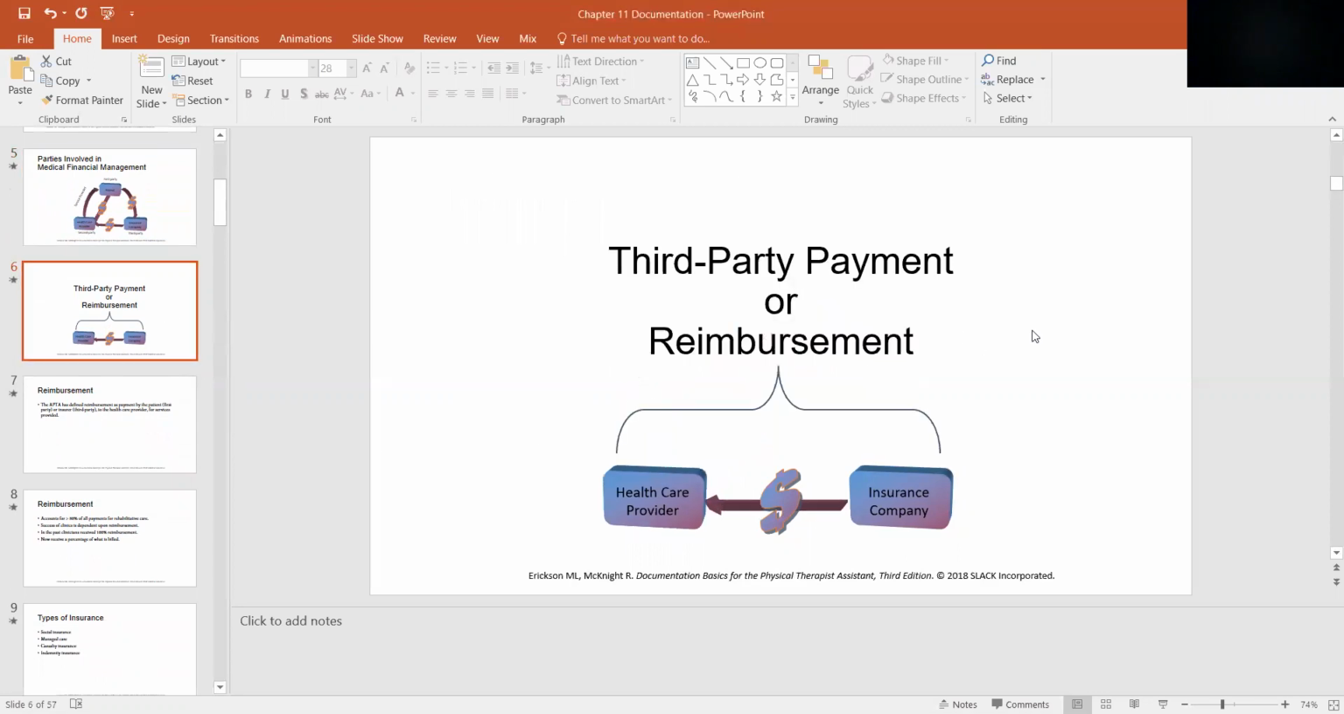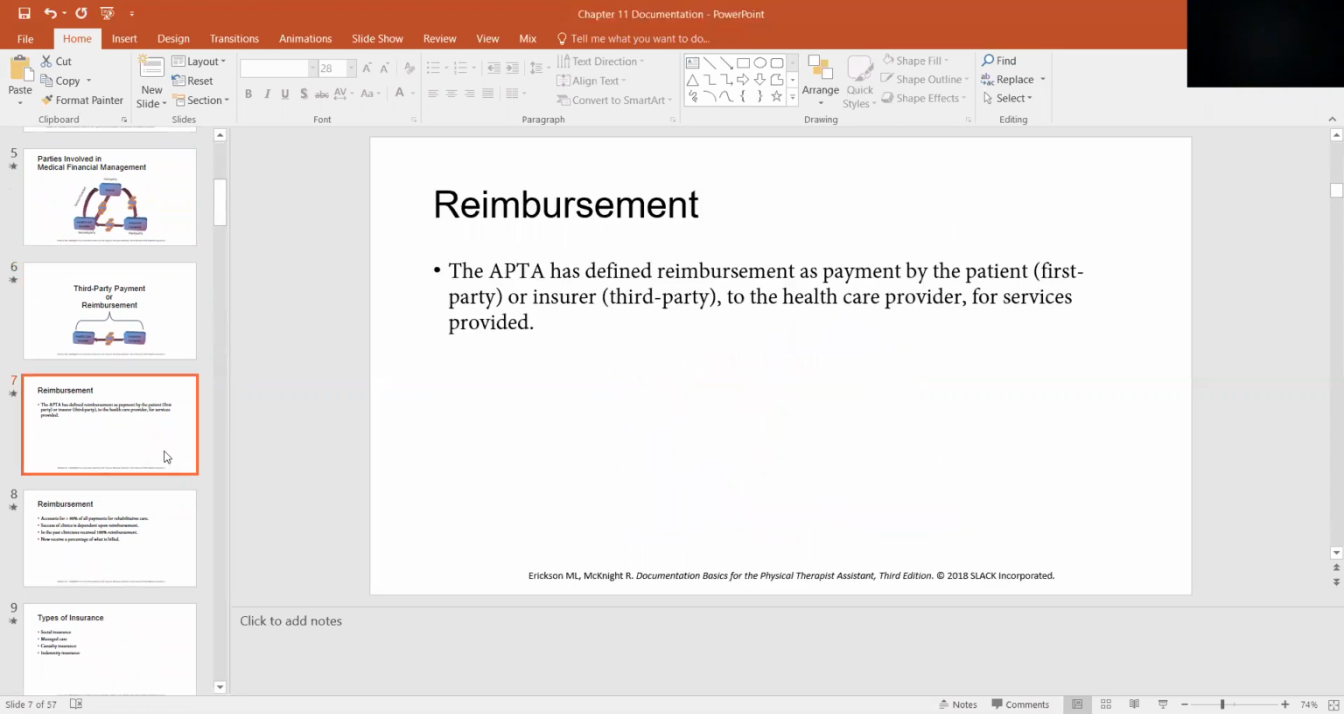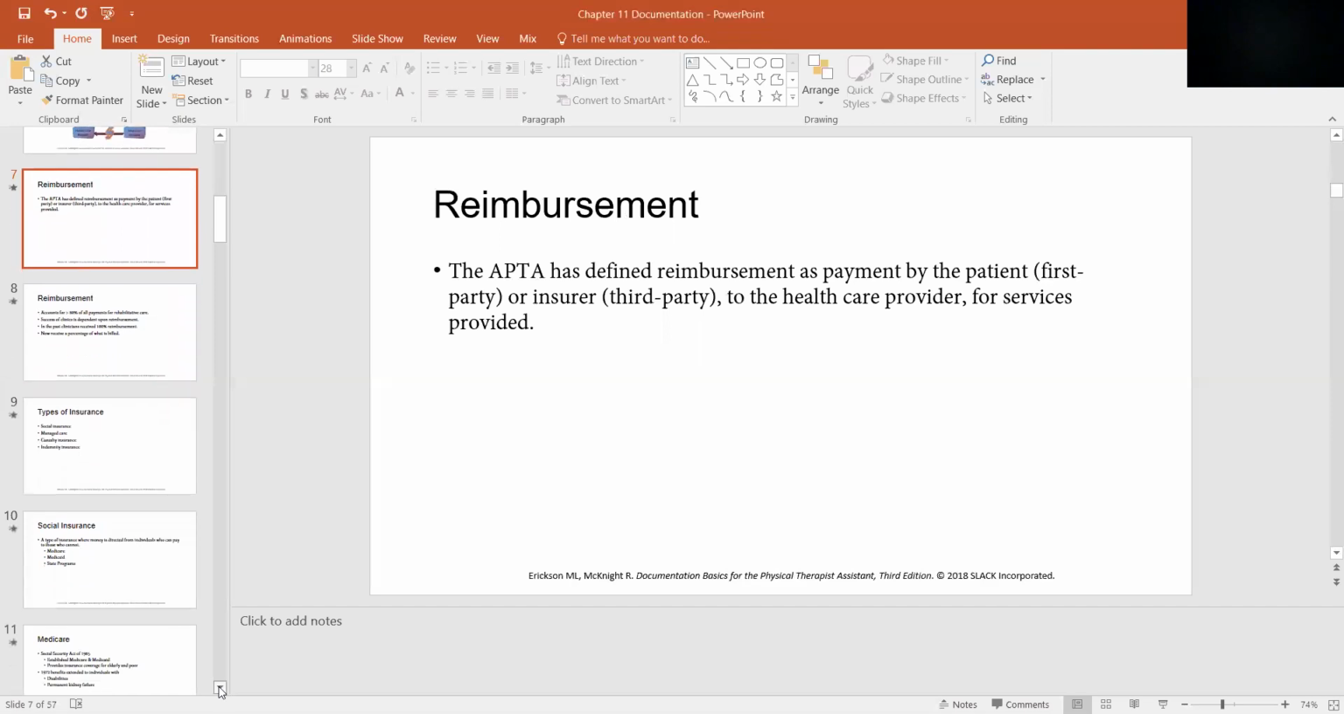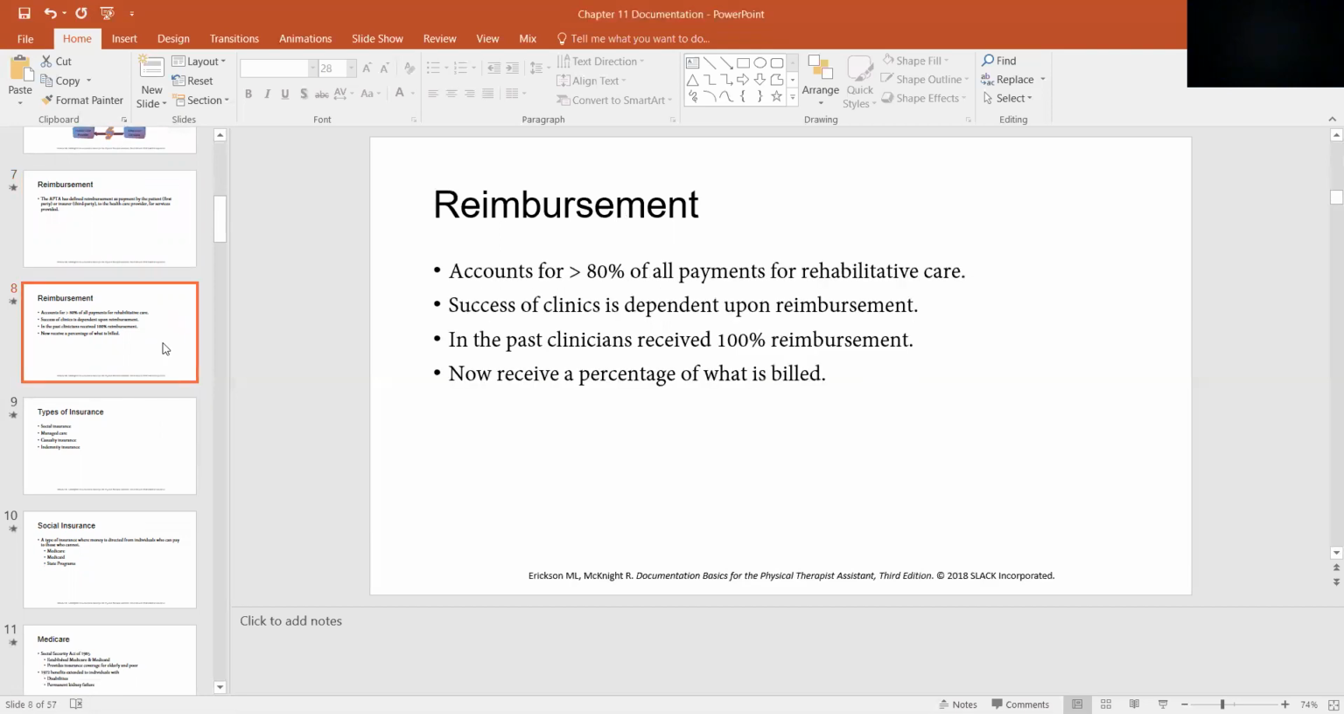So third-party payment or reimbursement, that is when the insurance company pays us. So the APTA has defined reimbursement as payment by either the patient, who is the first party, or the insurer, who is the third party, to the healthcare provider for services provided. And it is that third party that makes us much more accountable in our documentation to prove what we're doing is needed and good for the patient.